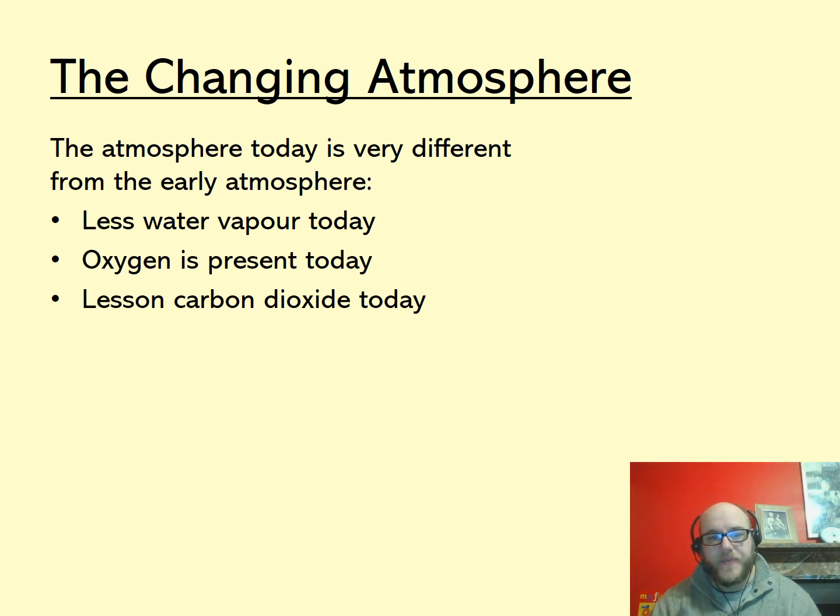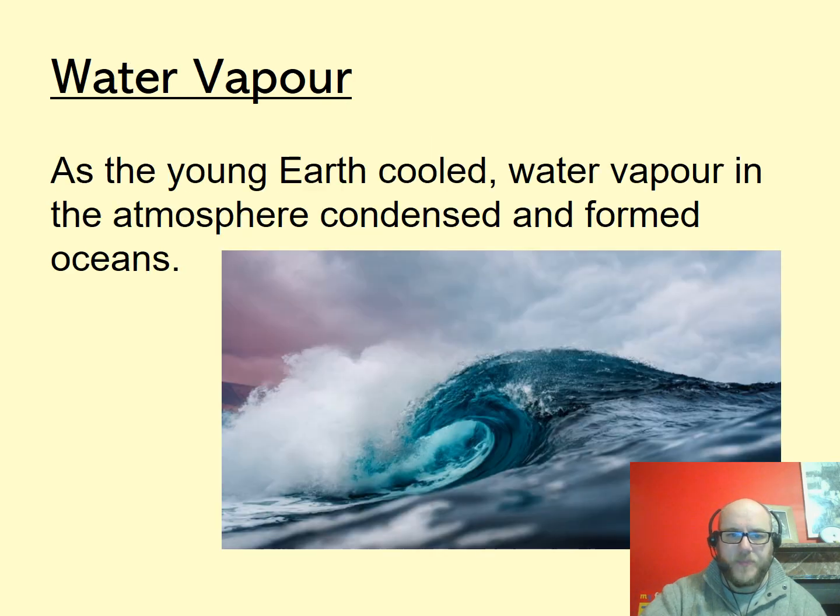So we need oxygen. Thankfully, though, in today's atmosphere, we have quite a lot of it. 21% of the atmosphere is oxygen. And that's quite good because there's quite a lot of atmosphere knocking about. There's a lot less carbon dioxide today, a lot less. We're talking 0.0004%, which is a tiny amount. And even though it rains and there's clouds in the sky, there is a lot less water vapor than there was in the early atmosphere.